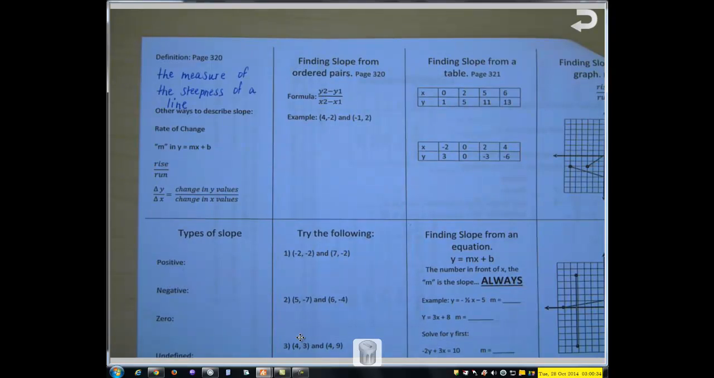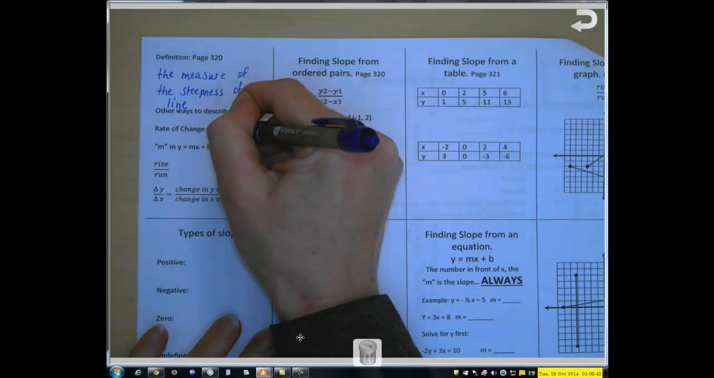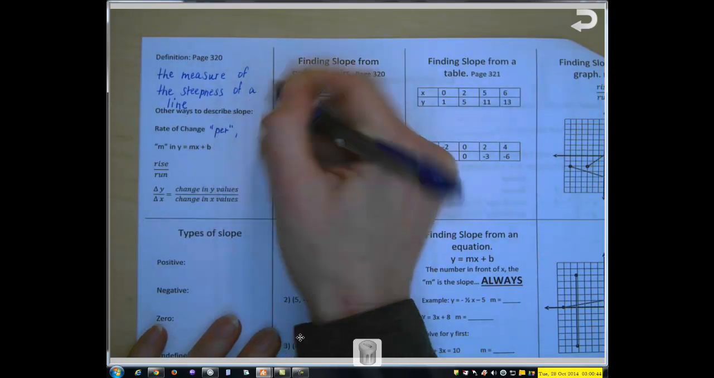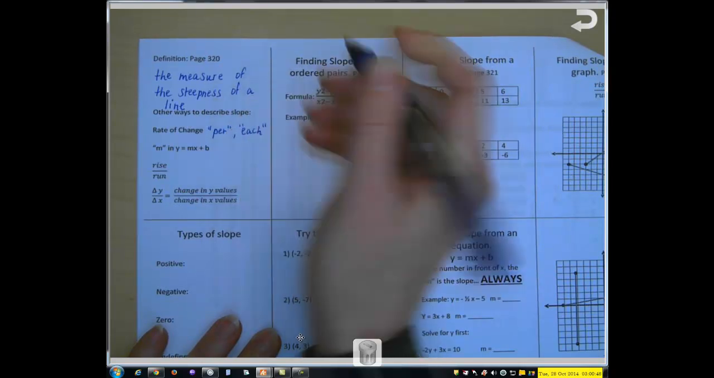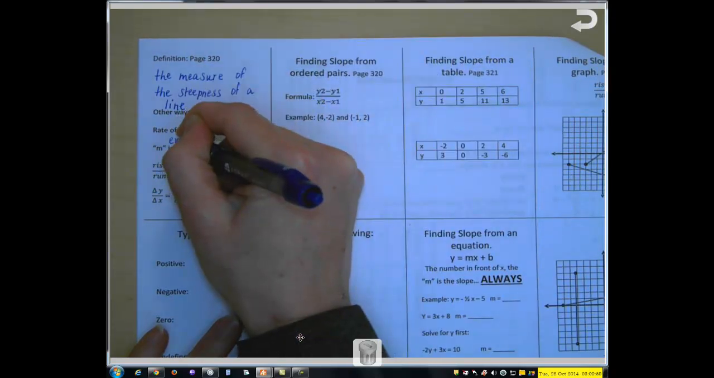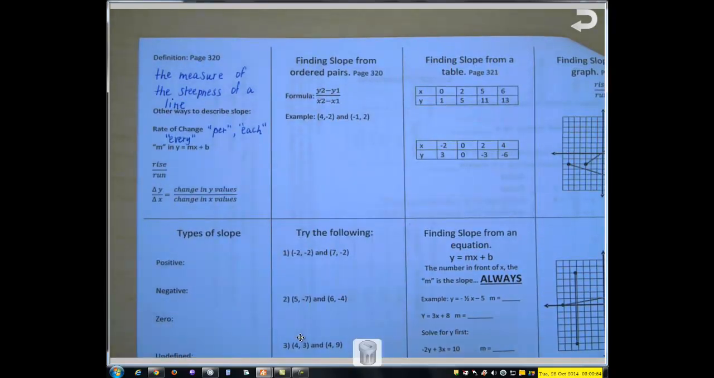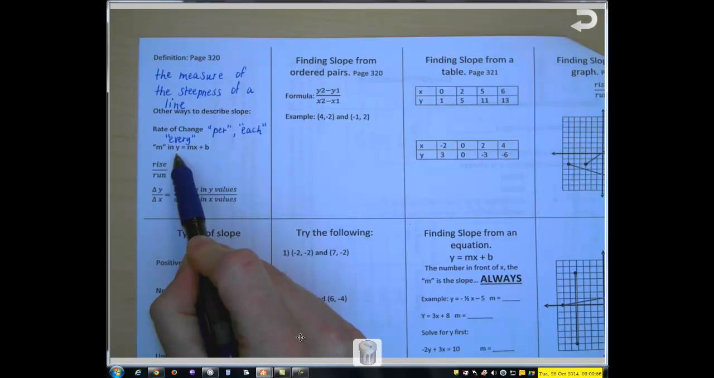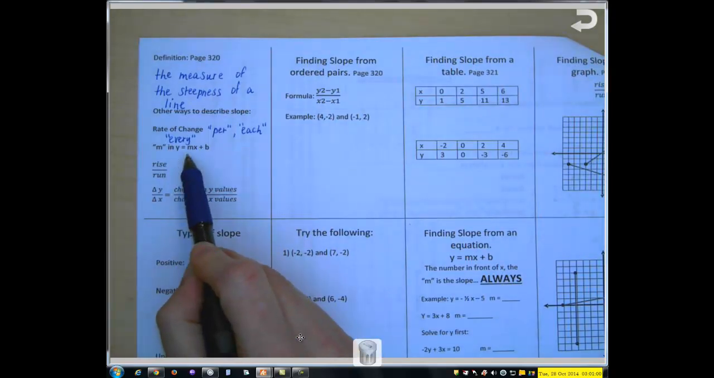Okay, in a problem, if you see a rate of change, usually that's going to be signified by words like per, each, and every. Those kind of words are going to let you know that you're looking at a slope or a rate of change. Okay, in an equation like this, the slope is always the m.